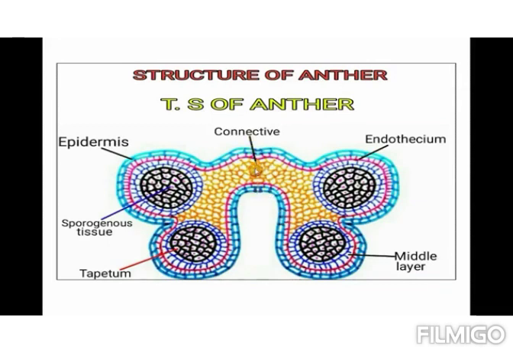This is called the connective. What is the function of this connective? You can see the connective in the center. The function of the connective is to connect both the lobes. I told you in the beginning there are 2 lobes. This is one lobe and this is another lobe. So this connective is joining both the lobes together.